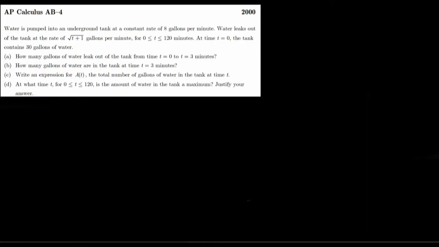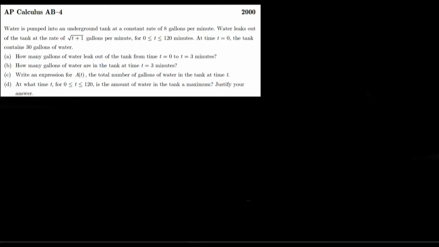Okay, so question number 4, we have water that's going into an underground tank at 8 gallons per minute, water coming out of the tank at square root of t plus 1 gallons per minute, and at the initial time t equals 0, the tank contains 30 gallons of water.